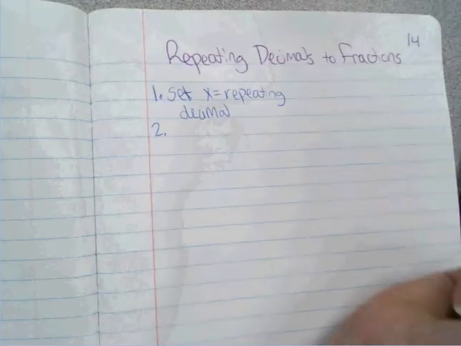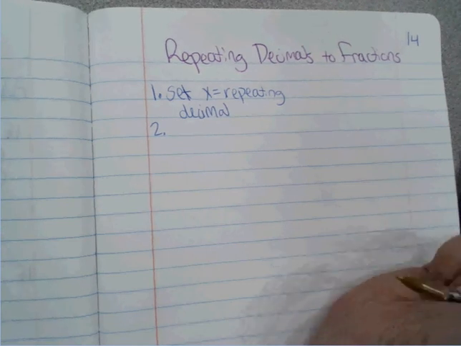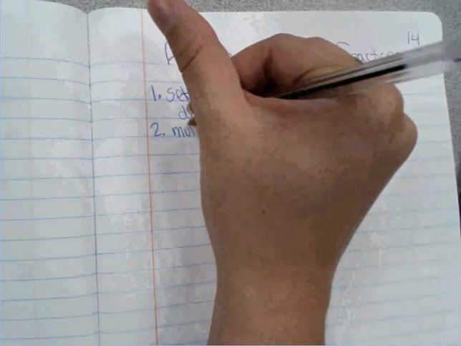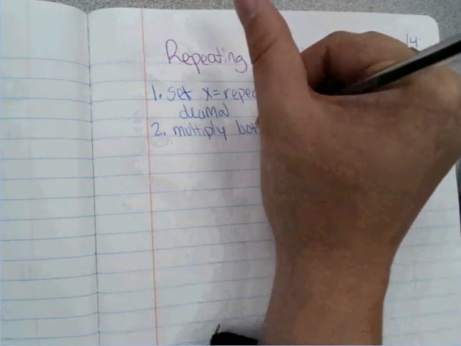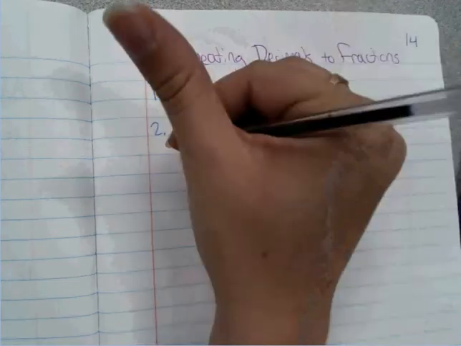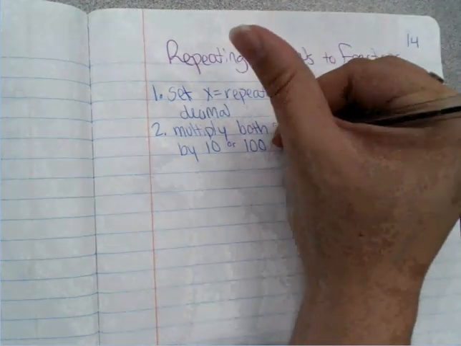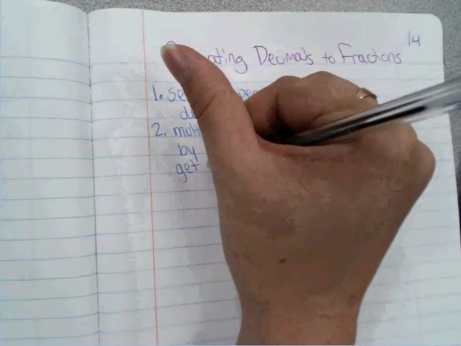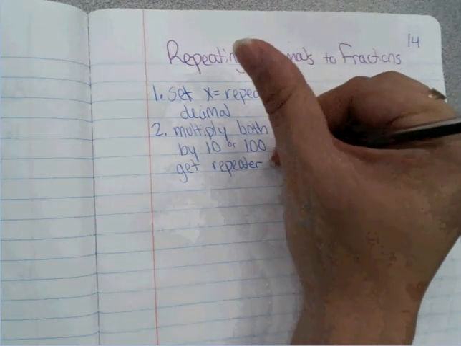2, you want to use one of those equations that we looked at today. So usually it's either 10 or 100. So we want to multiply both sides by 10 or 100. Our goal, just remember, is to get whatever's repeating, I'm going to call it repeater, to the left of the decimal.